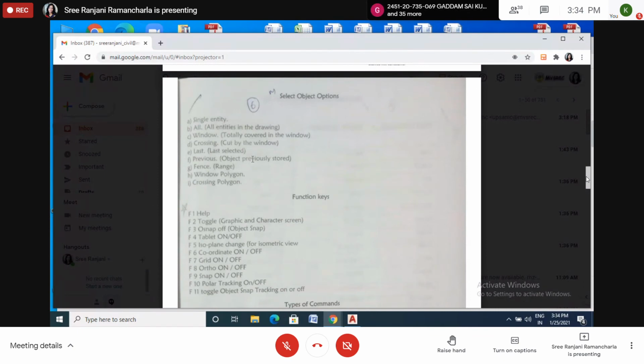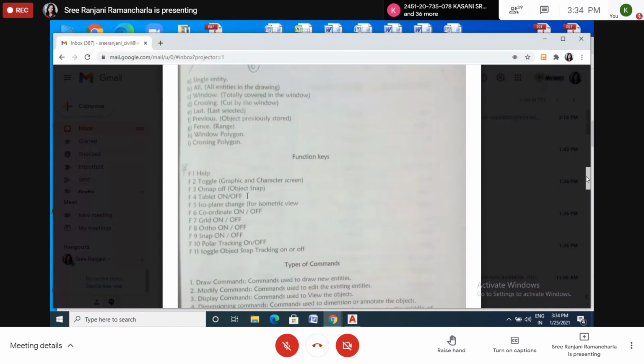Last selected. Last selected is when I select the command. The last command is suppose erase. Then if I put enter, double enter, then it will select the last command. Okay, like that. Previous object previously stored. Fence. This I will explain to you all while doing the AutoCAD. Window polygon, crossing polygon. Okay.